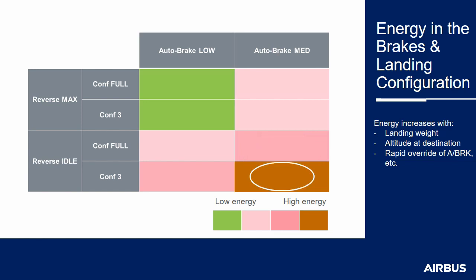From there, the worst configuration would be to use conf 3, which in addition increases the approach speed. This obviously unnecessarily increases the brake temperature and risk of brake oxidation. Therefore, this configuration shown in the brown cell is strongly not recommended. We will present the cost impact of the brown configuration later on in the presentation.